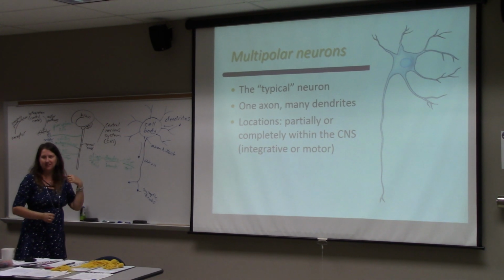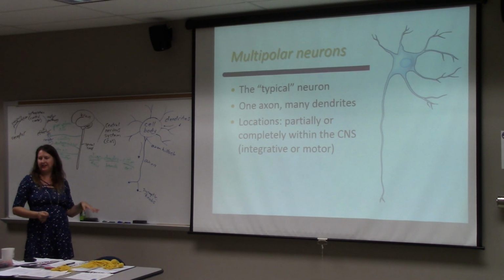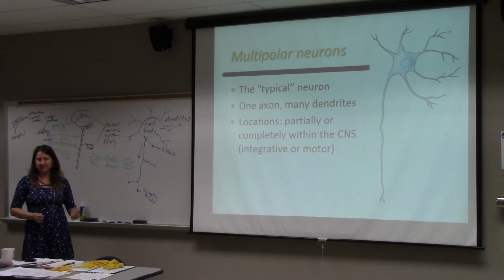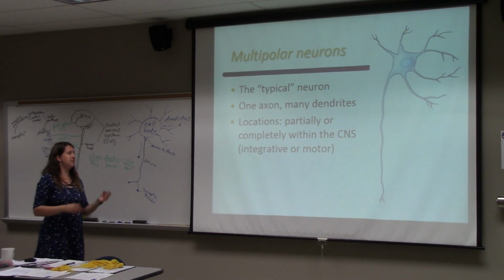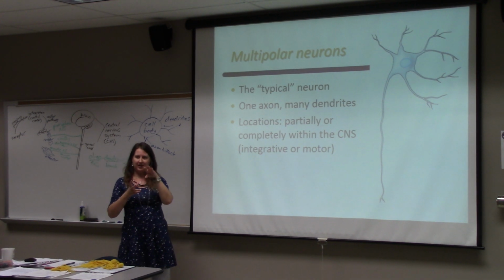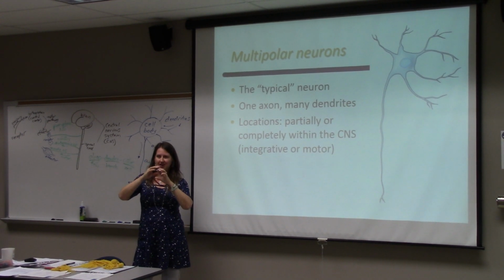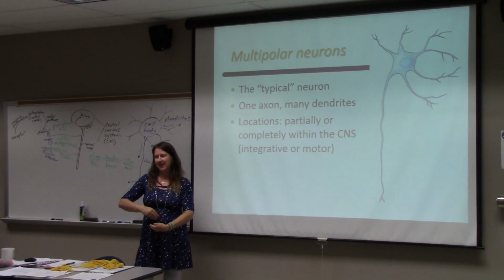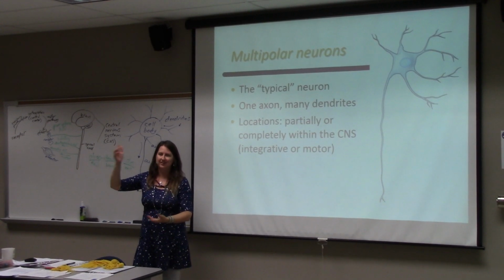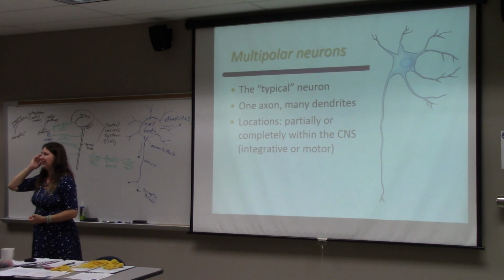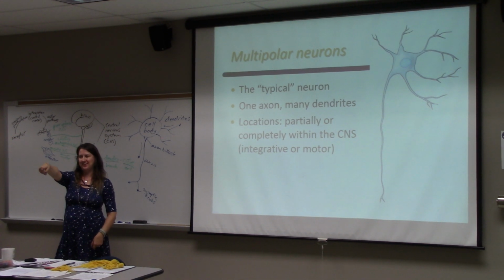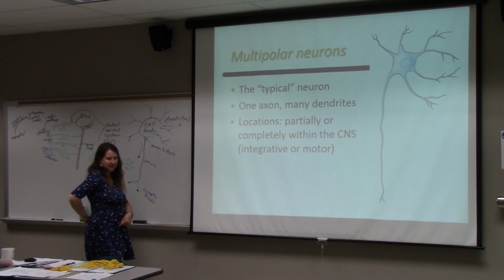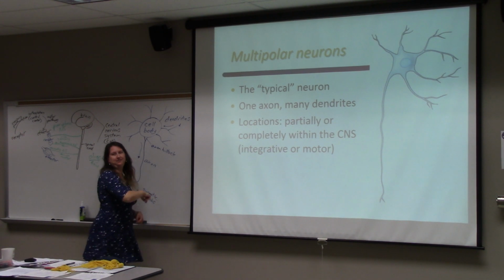Multipolar neurons are located partially or completely in the central nervous system. So all of your integrative neurons are multipolar. So are your motor neurons. Typically what happens with a motor neuron is the dendrites and cell body are in the CNS, and then the axon goes out to the effector. So if you're tall enough, you could actually have a neuron that's that size. It could go from your spinal cord all the way down to your toe.